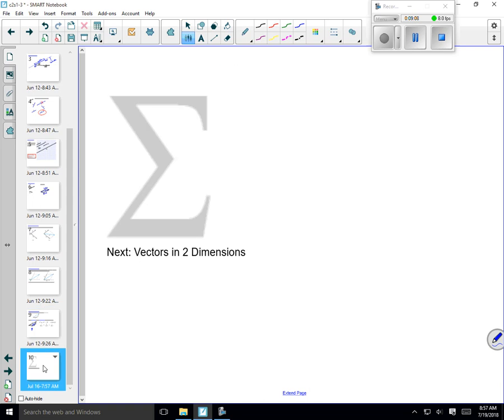So that's about enough with vectors as arrows. Like I said, vectors as arrows, it's a great way to think about vectors, but I don't necessarily calculate a whole lot with vectors as arrows. So next time we'll move into actual calculations, and we'll talk about vectors in 2 dimensions.